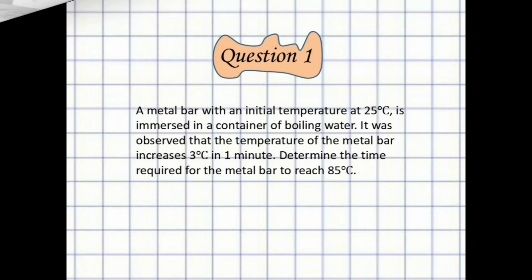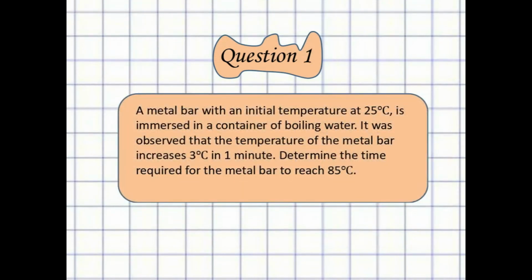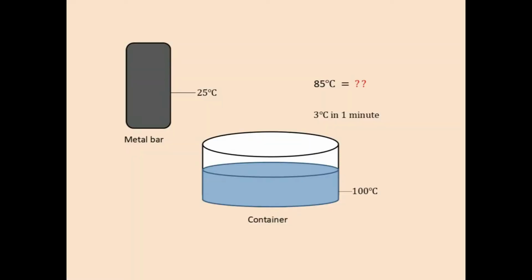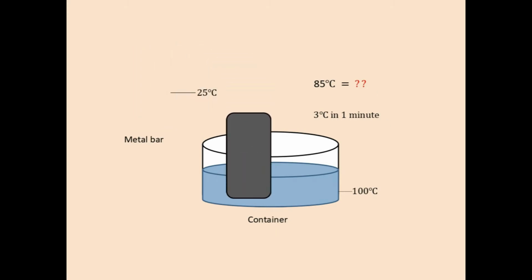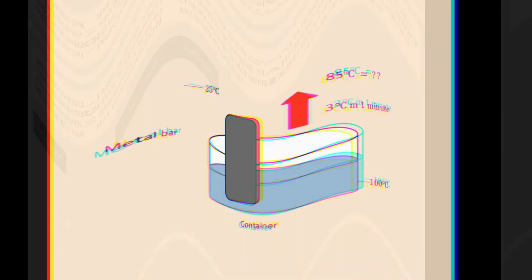Question 1. Given a metal bar with an initial temperature of 25 degrees Celsius is immersed in a container of boiling water. It was observed that the temperature of the metal bar increased 3 degrees Celsius in 1 minute. Determine the time required for the metal bar to reach 85 degrees Celsius.